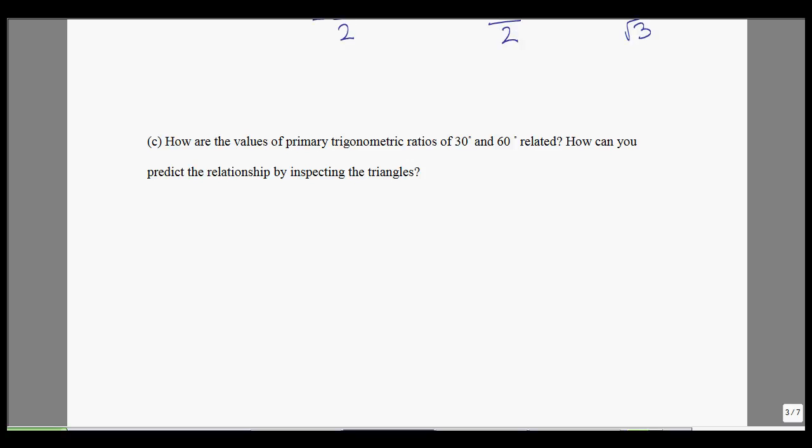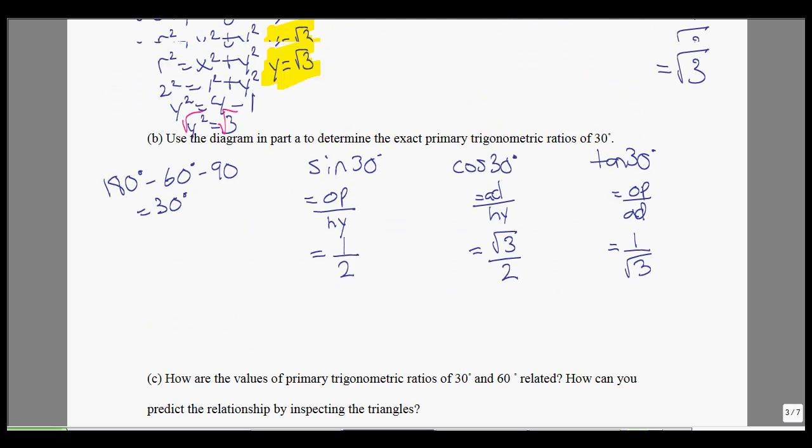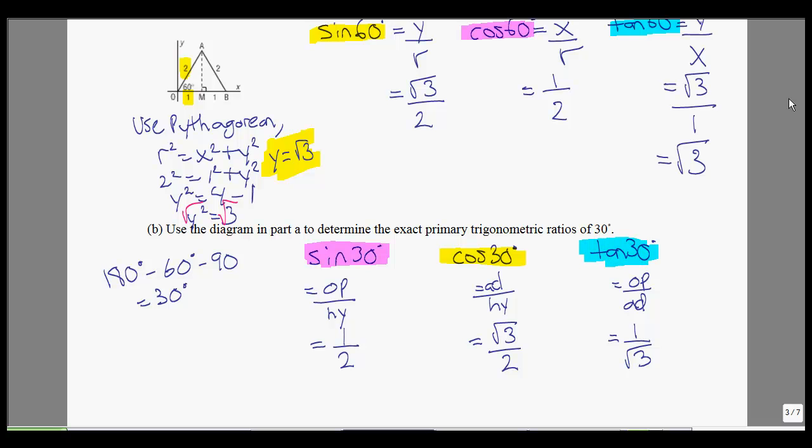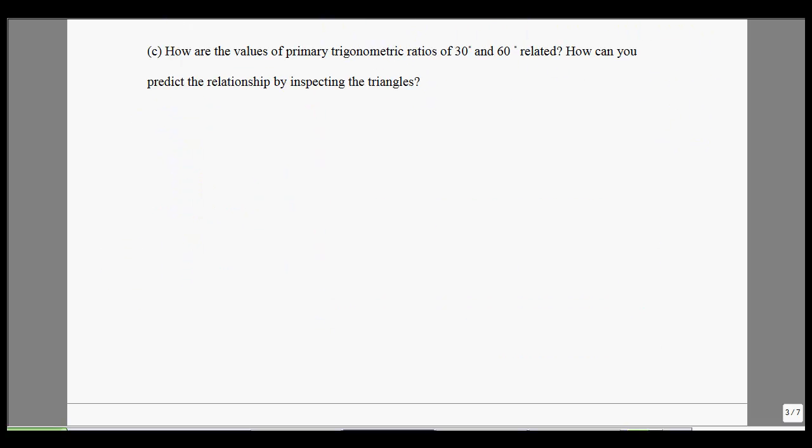Part C asks, how are the values of the primary trigonometric ratios of 30 degrees and 60 degrees related? So, if we look back at both our solutions here, we see that our sine of 60, which equals our cos of 30, and our cos of 60 equals our sine of 30, and our tan of 60 is the reciprocal of our tan of 30. So let's rewrite those down here.